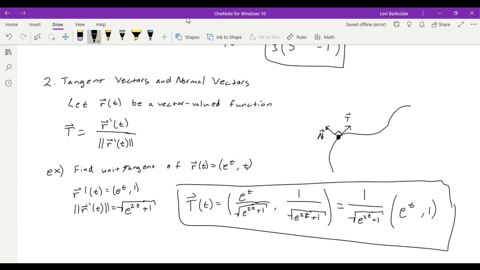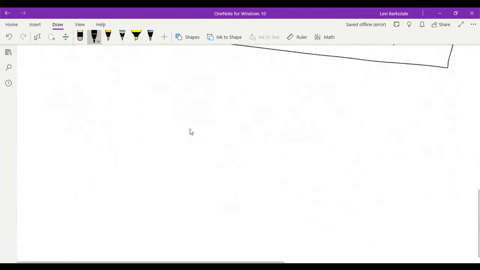So the unit tangent is easy enough. The unit normal is similarly defined, actually, but this time we define the unit normal vector in terms of the tangent vector. We say that the unit normal vector is the first derivative of the unit tangent divided by the magnitude of the unit tangent vector. The reason being is if you take a unit vector and take the derivative of a unit vector, you will always get a vector that's perpendicular to your original vector.